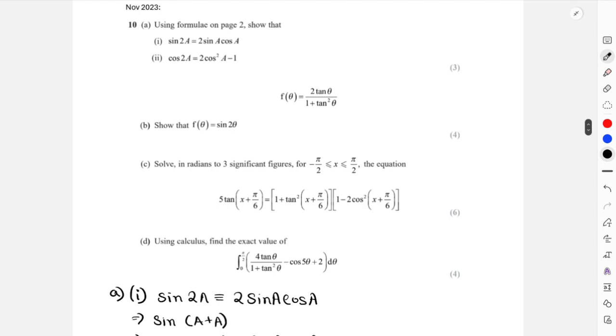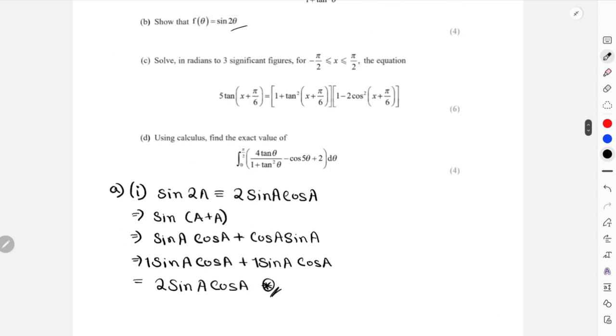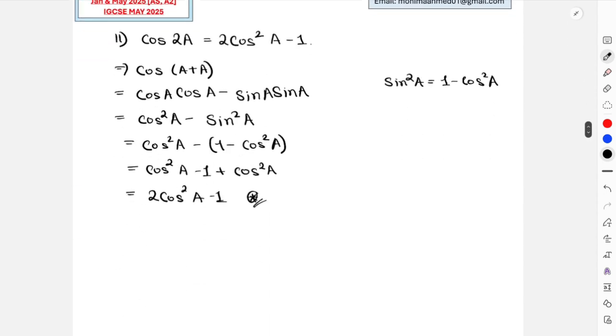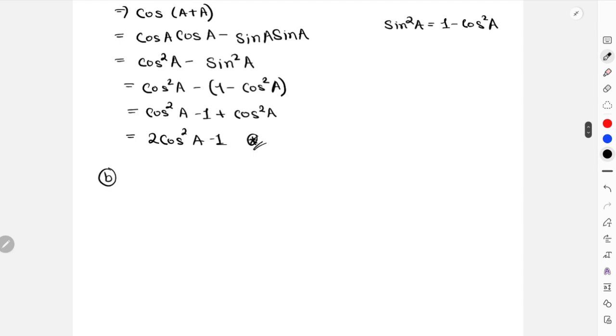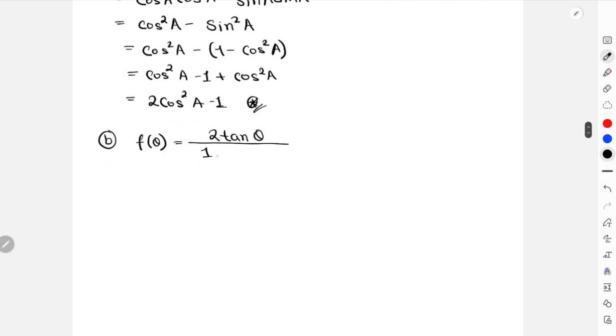Now they have provided you with the equation f theta equals 2 tan theta over 1 plus tan square theta. This can be written as sine 2 theta again. So okay, let's start with this. This is, I think, part B. So for part B again, you have f theta equals 2 tan theta over 1 plus tan square theta.